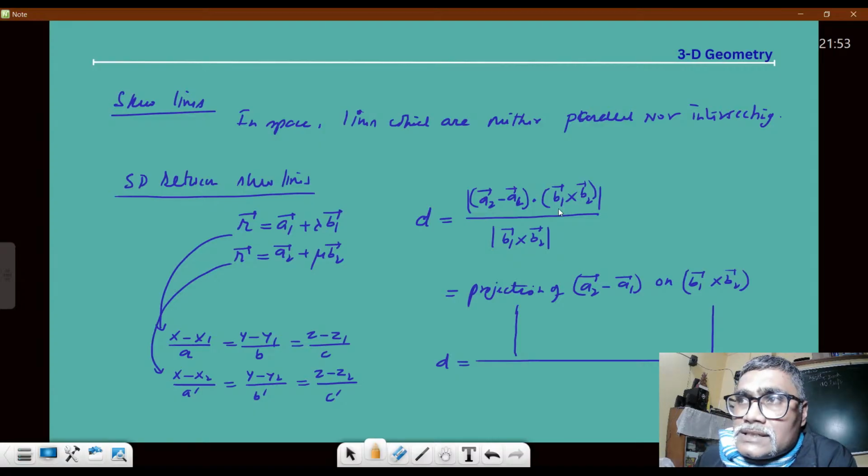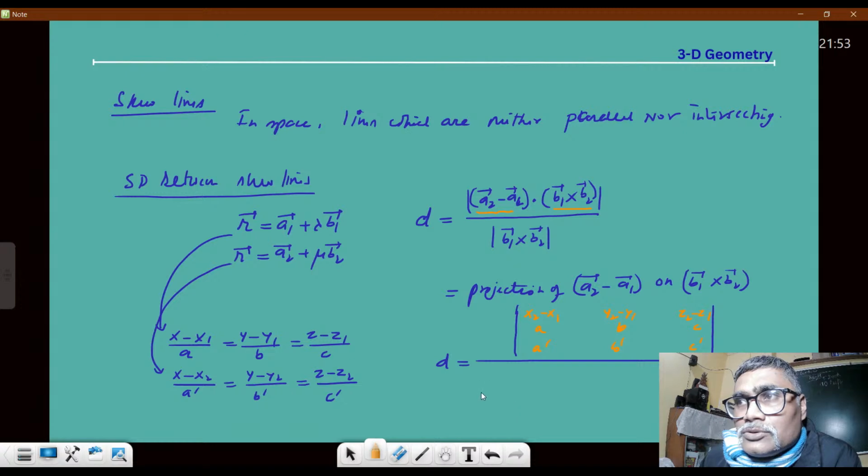So here, the first vector's components come in the second row, that is a, b and c. The second vector's components come in the third row, that is a dash, b dash, c dash. In place of i, j, k, you put the components x2 minus x1, y2 minus y1, and z2 minus z1. You can easily remember this because these are points, so you subtract the corresponding coordinates.